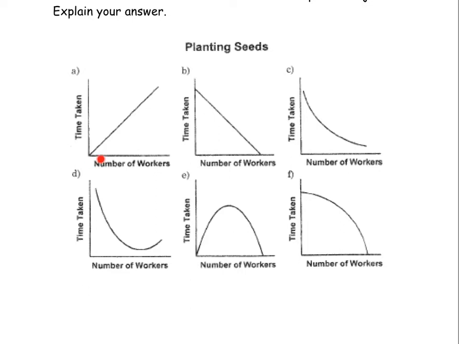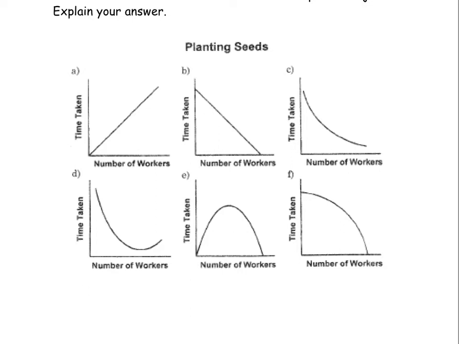Here, as the number of workers increases, the time it takes increases as well. That shouldn't make sense, right? The more workers you have, the less time it should take. In the second one, the number of workers goes up, and the time taken, see the y value here, goes down. That makes a lot of sense for our graph, but let's go over all of them.